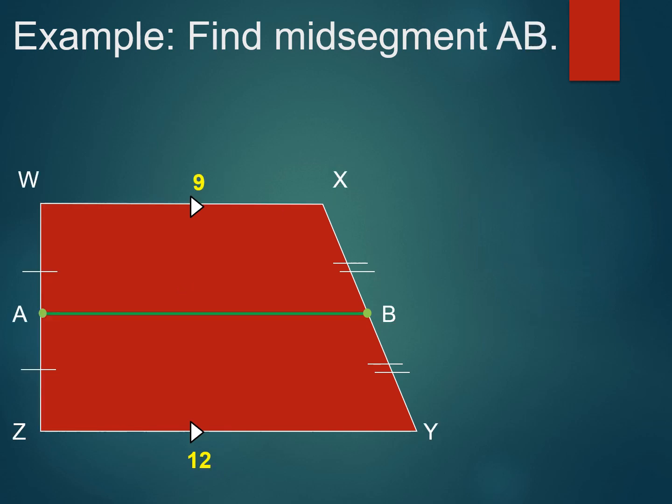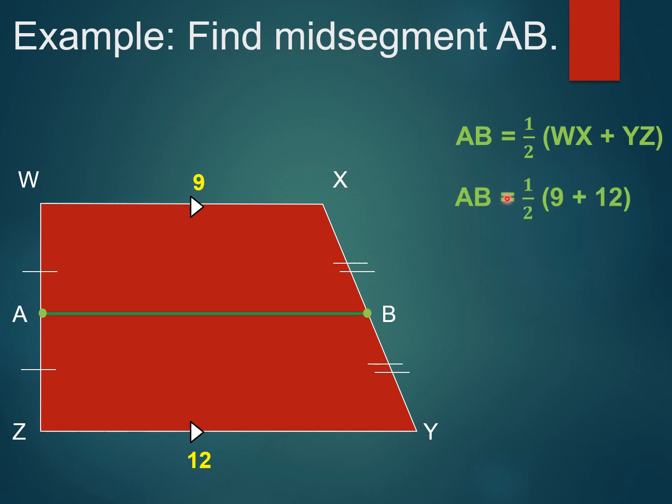Next example, find mid-segment AB. The given figure here is a right trapezoid. The known values are base WX equal to 9 and base ZY equal to 12, and we're going to find the value of mid-segment AB. So we have the formula: AB is equal to one half of the sum of WX plus YZ.